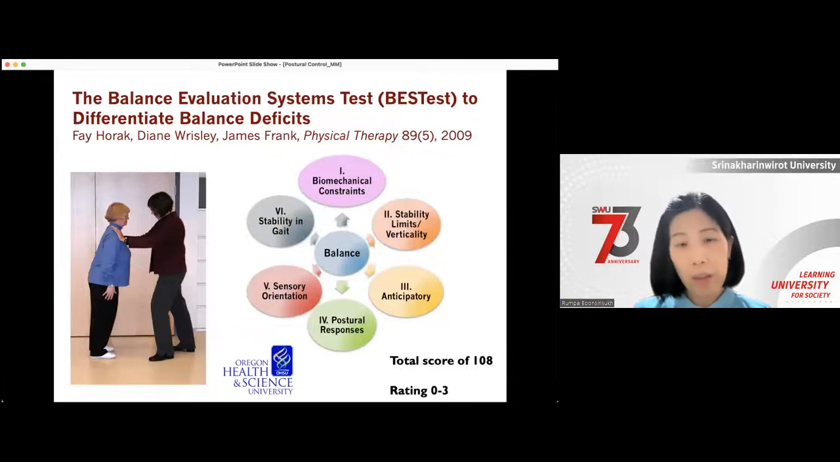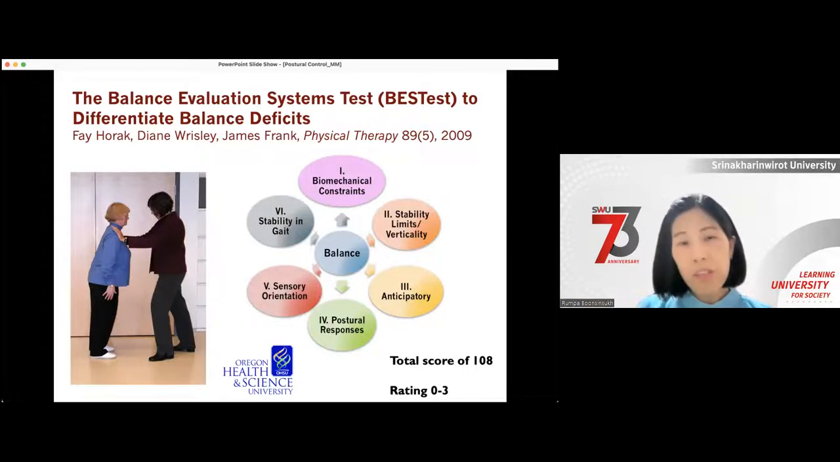The person who developed this BEST test is Professor Fay Horak from Oregon Health and Science University. So if you are interested in the postural control area, you will be very familiar with Professor Fay Horak because she has done a lot of research on postural control.